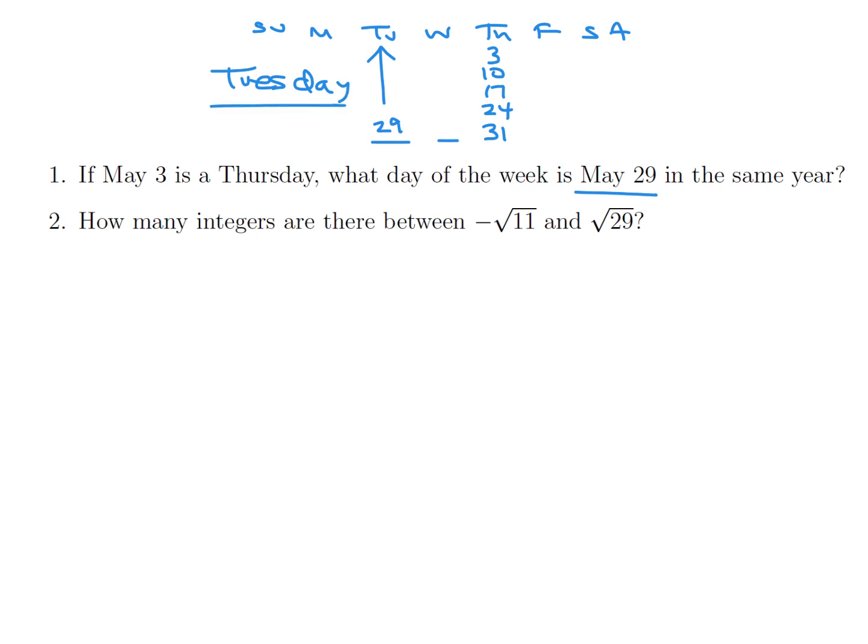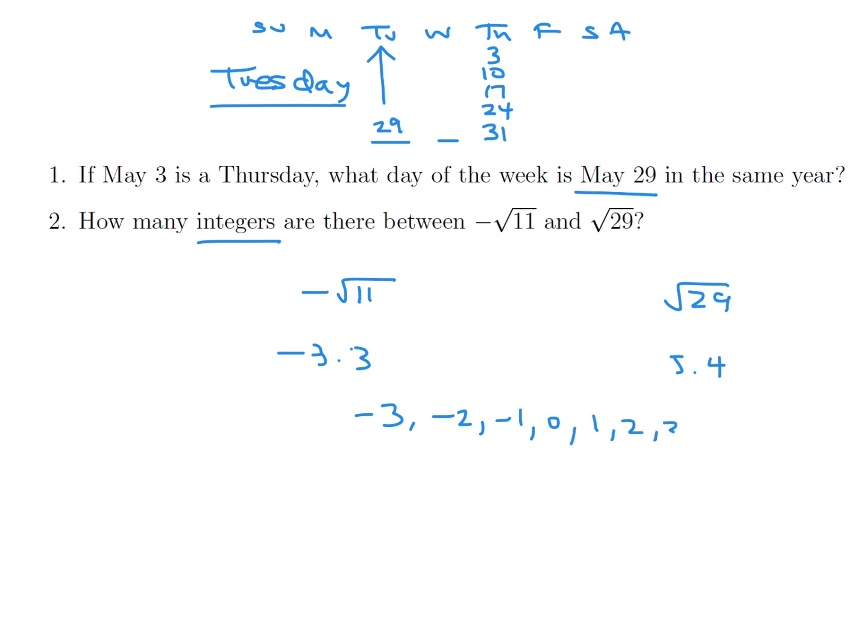How many integers are there between negative 11 and root of negative 11 and root of 29? Well, let's see. So we've got these two numbers. Now the root of negative 11 is minus 3.3 approximately, and the root of 29 is 5.4 approximately. So it looks like the integers between those two would be minus 3, minus 2, minus 1, 0, then 1, 2, 3, 4, and 5. So that is 1, 2, 3, 4, 5, 6, 7, 8, 9. 9 integers.